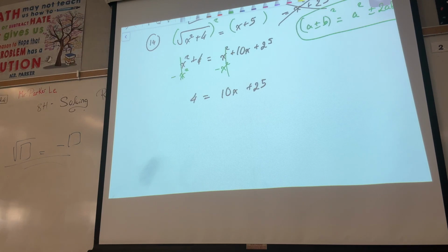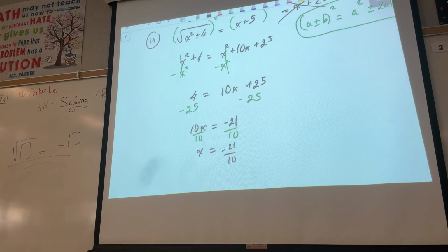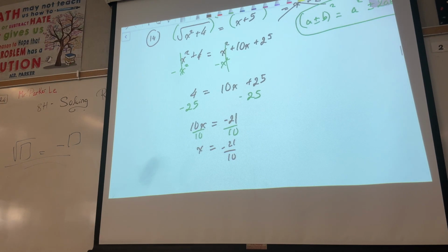Minus 25. Now you know the x is on this side, and you're going to move the number to the other side. Earlier you wanted to subtract the 4, but actually we should subtract the 25 instead. I like to write the x on the left side. So 4 minus 25 is negative 21, divided by 10. What did you say? All right, so x equals negative 21 over 10. Yeah, that's it. You should check, okay?